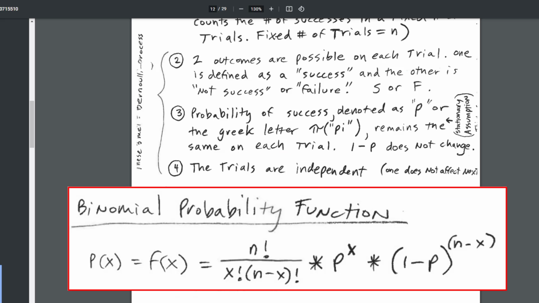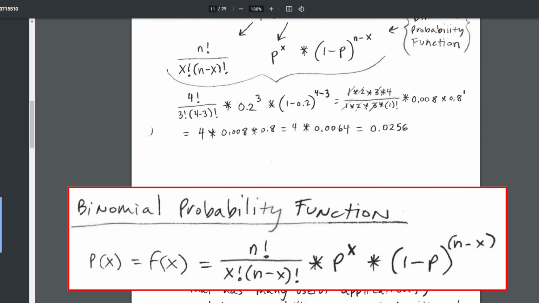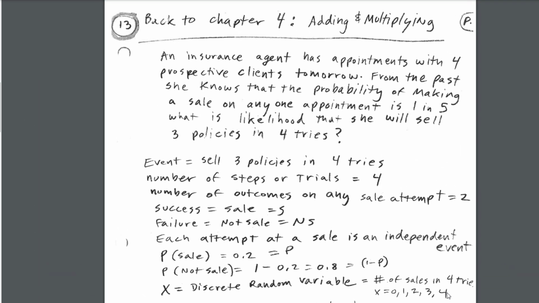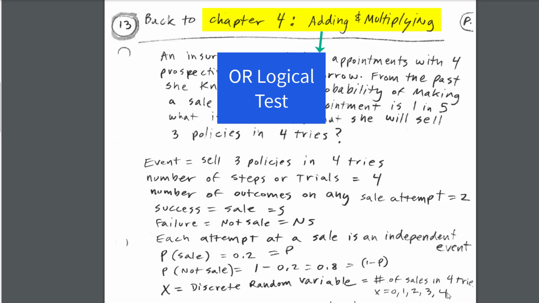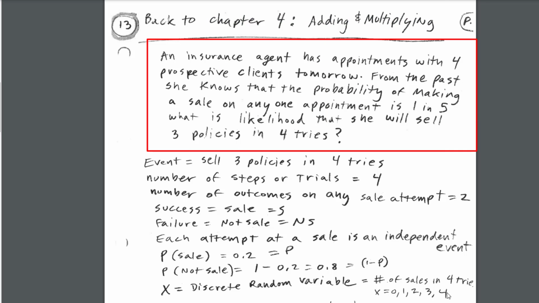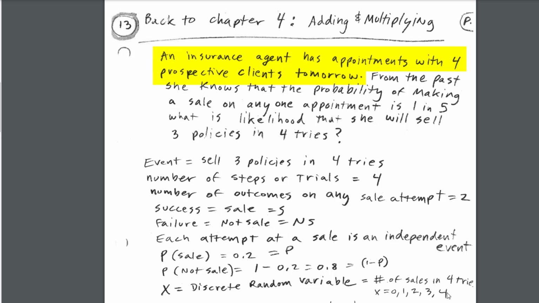Now, to see why our math formula actually makes some sense, let's scroll up to page 8. To understand why that math formula works, let's go back to chapter 4, adding and multiplying laws. Remember, adding is an OR logical test, and multiplying is an AND logical test. Now, here's our example. An insurance agent has appointments with 4 prospective clients tomorrow.